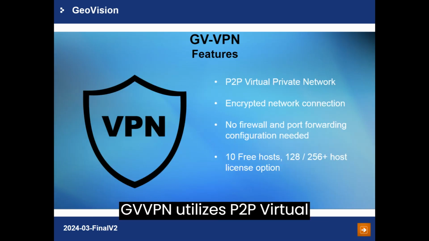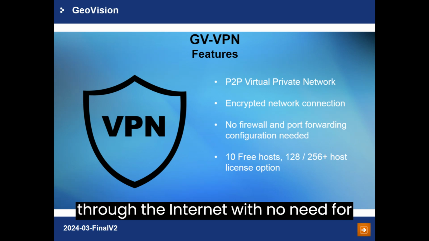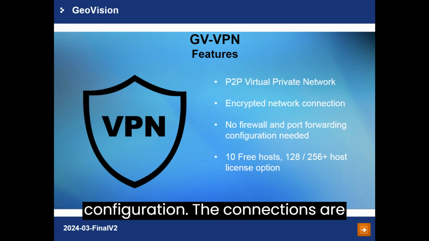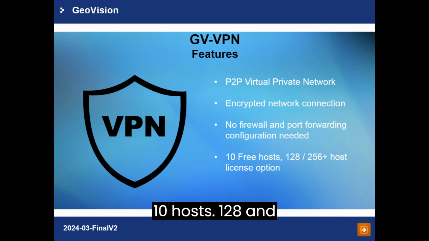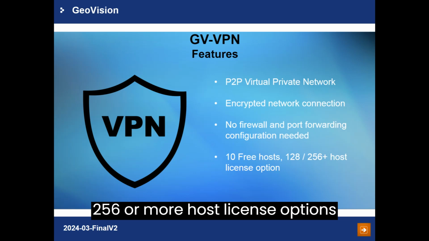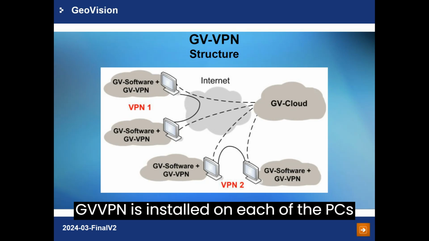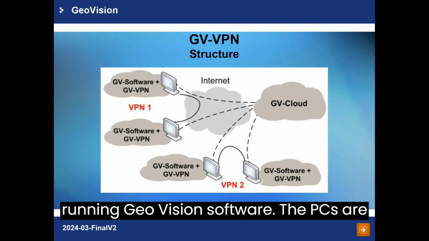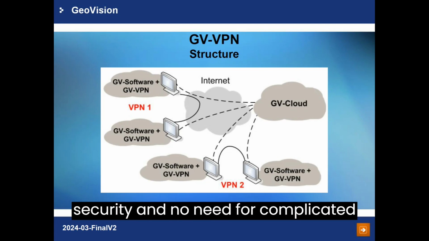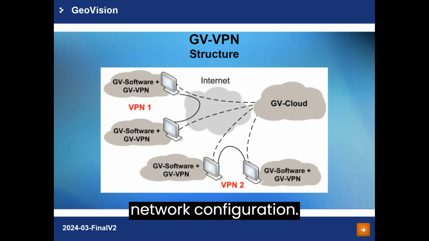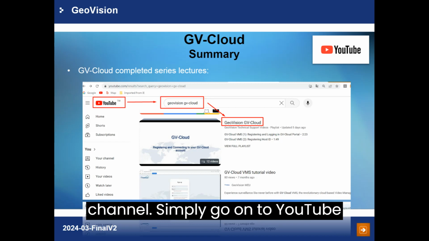GV-VPN utilizes P2P virtual private network to connect Geovision software across different networks through the internet with no need for firewall or port forwarding configuration. The connections are encrypted for security and are free up to 10 hosts. 128 and 256 or more host license options are available. GV-VPN is installed on each of the PCs running Geovision software. The PCs are then connected through our GV-Cloud P2P virtual private network for enhanced security and no need for complicated network configuration. For a complete series of GV-Cloud setup lecture, please check out our YouTube channel.